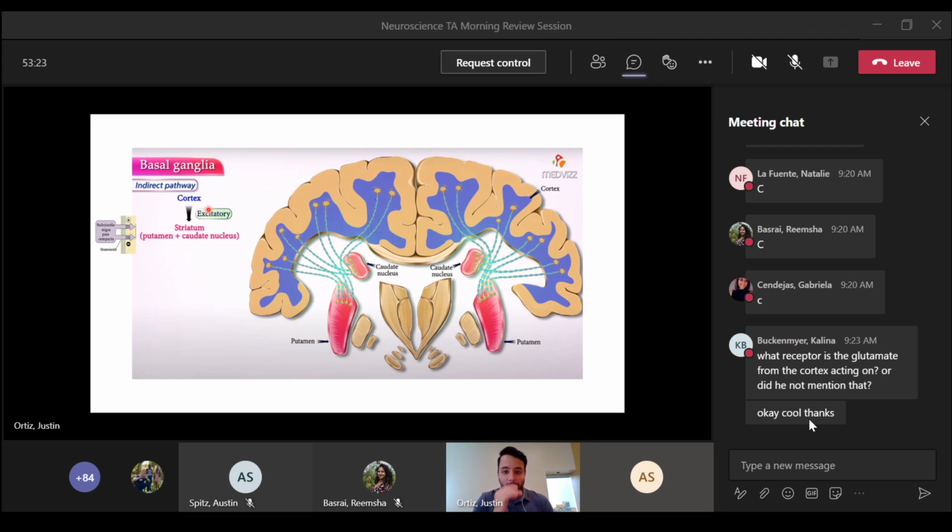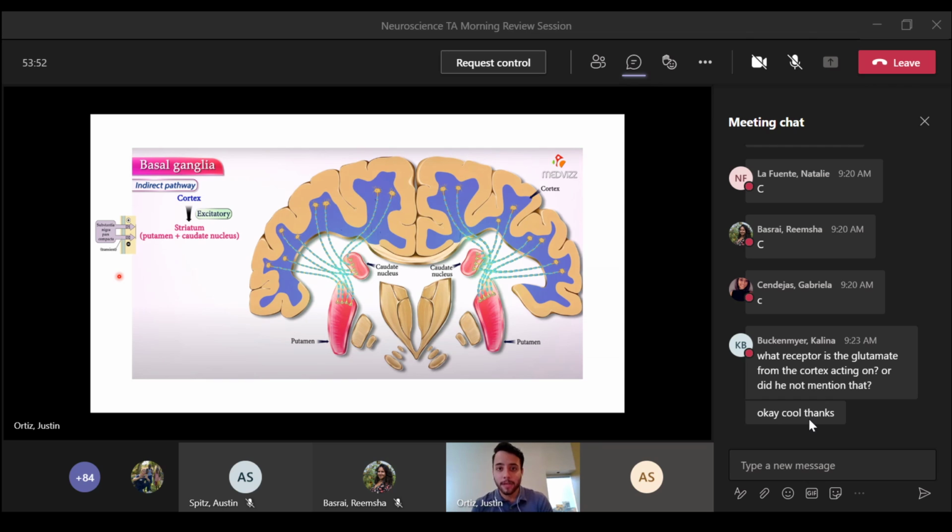The cortex is still going to send an excitatory signal to the striatum, so the striatum is going to be activated. But again, remember that the striatum is inhibitory. Over here we have the substantia nigra pars compacta. Because this is the indirect pathway, and we want to inhibit movement, we are going to have low levels of dopamine, not high.